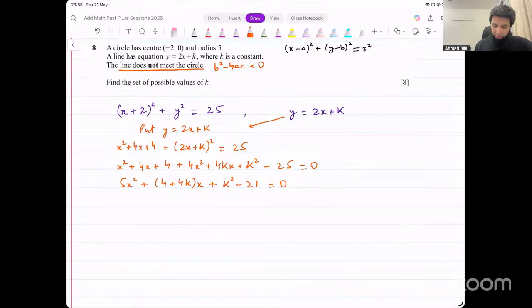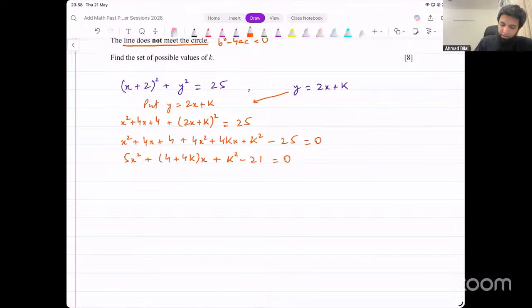4x squared plus 4kx plus k squared minus 25 from the other side. 5x squared from those two terms. This from these two terms. Okay, all right. It looks okay. Let's use b squared minus 4ac less than 0 now.